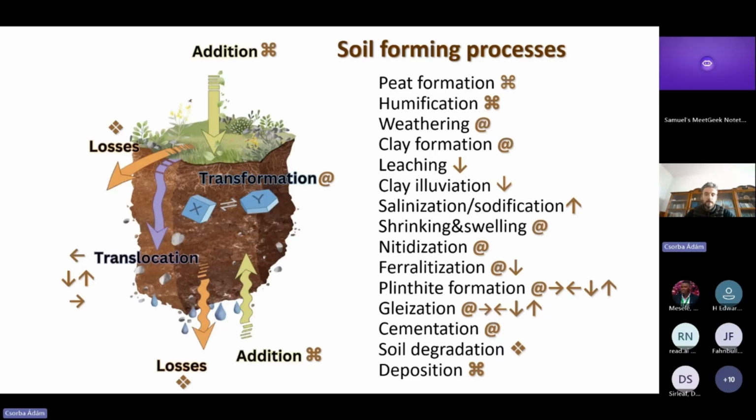Cementation and shrink-swell processes are also important transformations that affect soil structure and horizon properties. Finally, soil degradation is linked especially to losses such as erosion, but may involve several processes acting together.